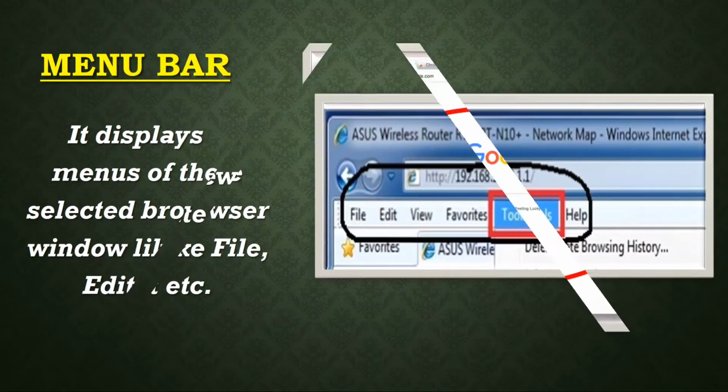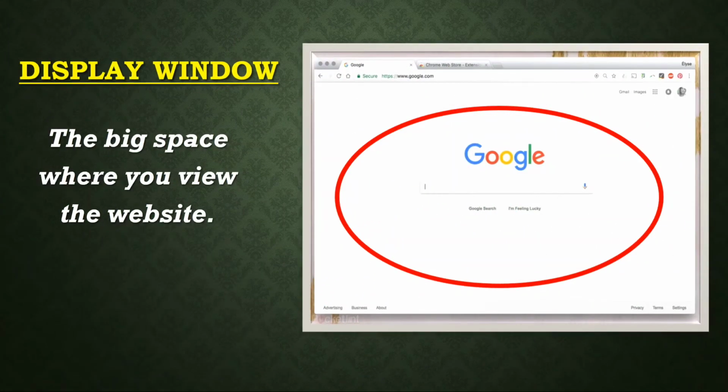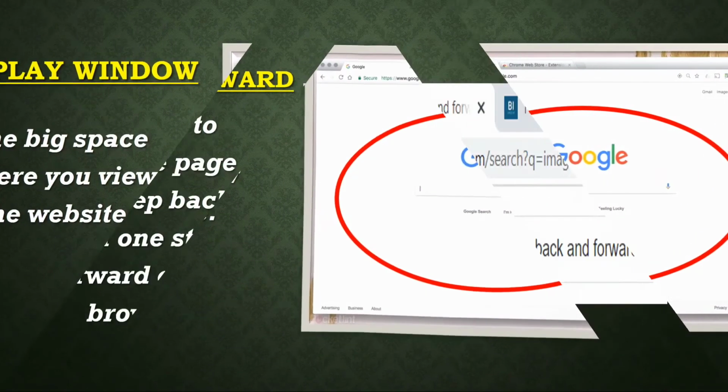So now it's time to move to our next part, that is display window, a big space where you can view the website. The display window is the middle part of the window where we see the whole content of the website. It is like a workspace, but in MS Word in the workspace we type, while here in the browser we see whatever content is there.